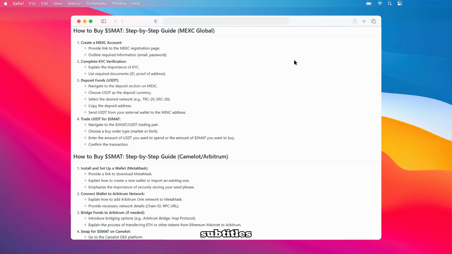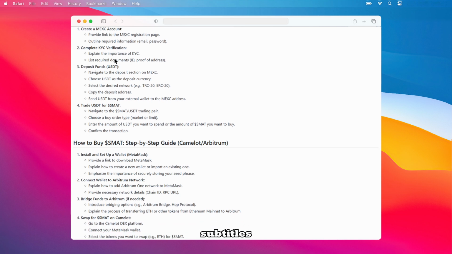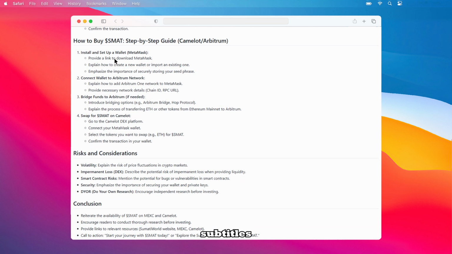If needed, bridge funds like ETH from Ethereum mainnet to ARBITRUM using a bridging option like the ARBITRUM Bridge or HOP protocol. Finally, swap for $SMAT on Camelot by going to the DEX platform, connecting your wallet, selecting the tokens you want to swap, such as ETH, for $SMAT, and confirming the transaction in your wallet.